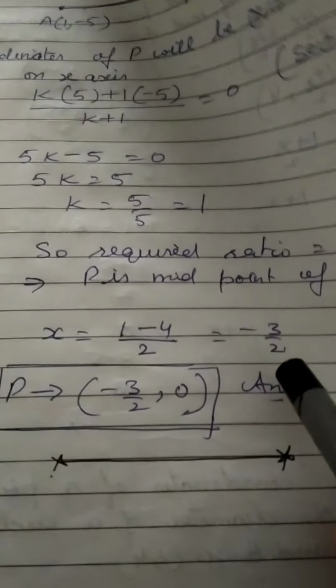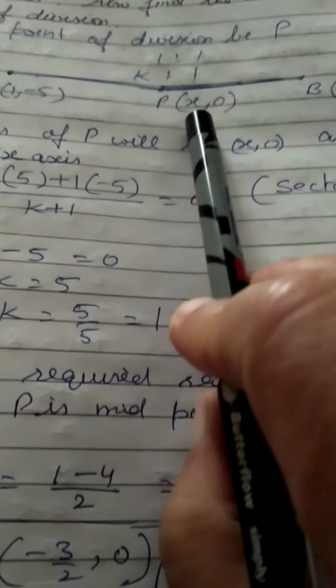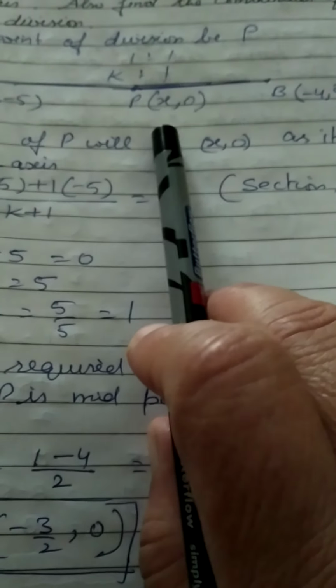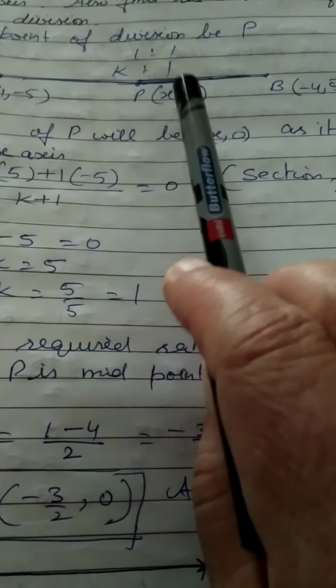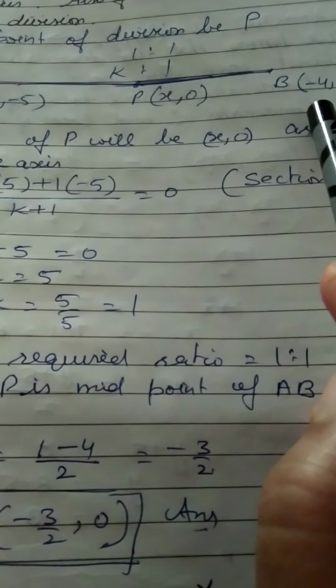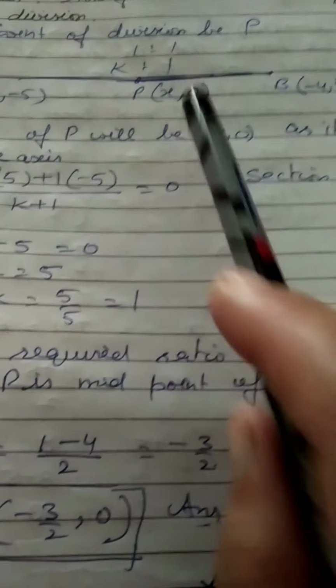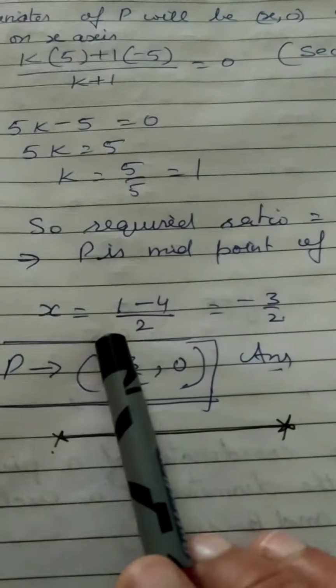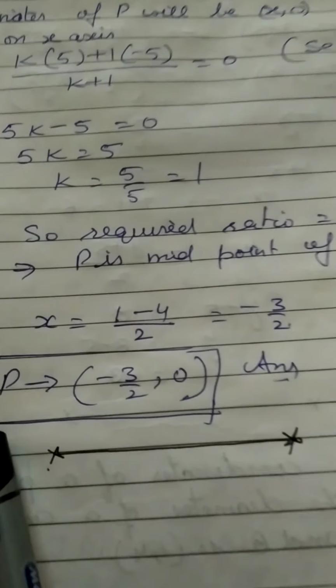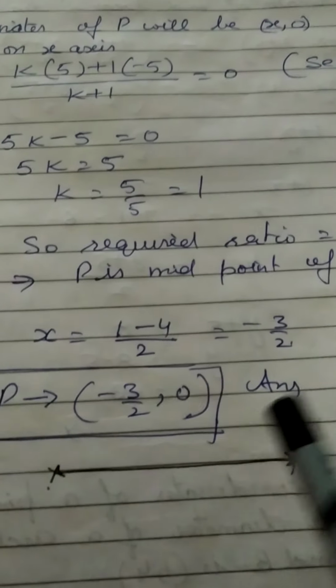So now we will find the value of x. We will apply the midpoint formula for it. That is, (x1 plus x2) divided by 2, means (1 plus -4) divided by 2 is x. Means (1 minus 4) divided by 2 is x. It is -3 by 2. Therefore coordinates of P are (-3/2, 0).